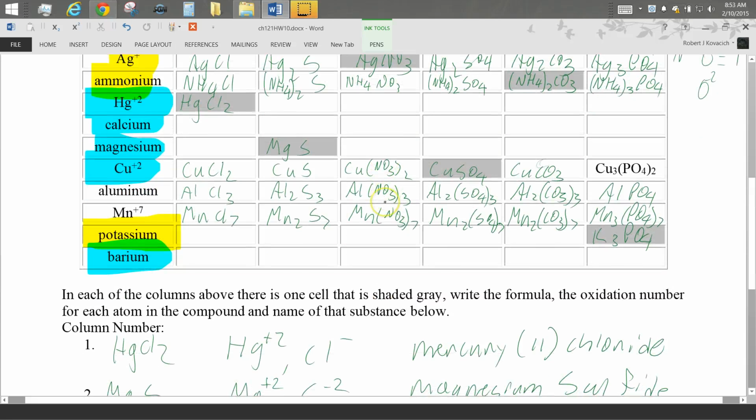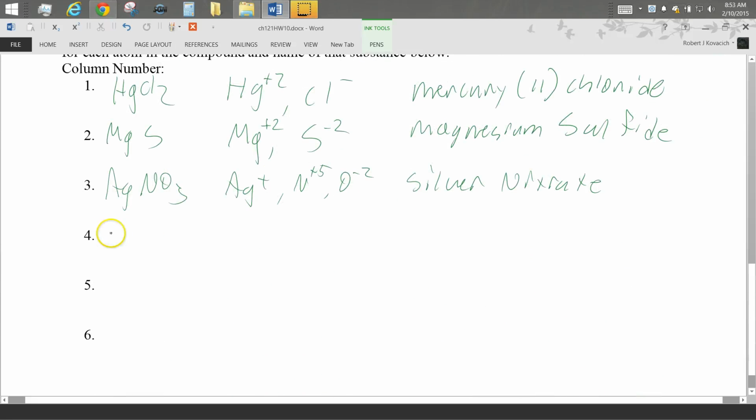Fourth one. Copper sulfate, okay, so CuSO4. And so my copper's got a +2 charge. My oxygen's got a -2 charge, and my sulfur's got a +6 charge. And then this is copper 2 sulfate.